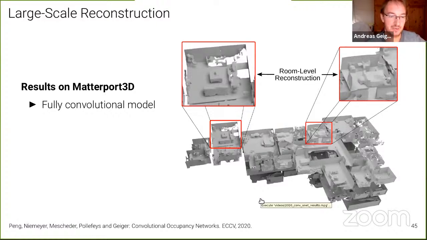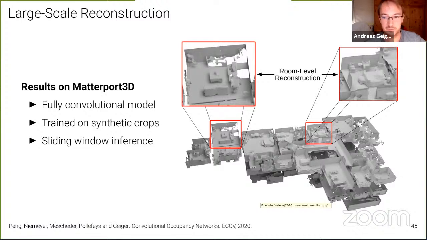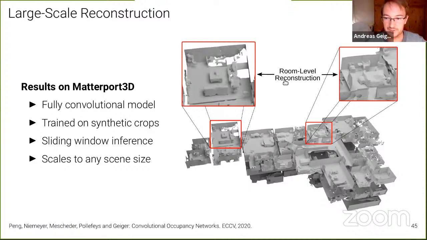What we do here is we apply this model that I've just shown in a fully convolutional manner. So we train on synthetic crops, as much as fits into memory, and then we apply it in a sliding window fashion, where each of these windows are overlapping based on the receptive field of this unit that we are using. And thus, this model scales basically to any scene size. Right, so here you can see some results that we obtained with this.